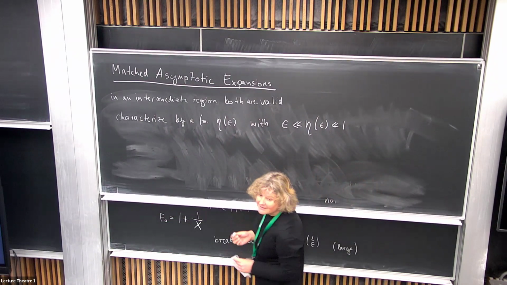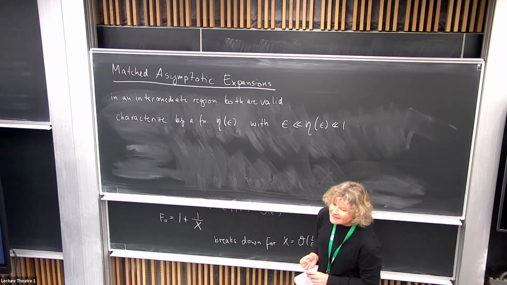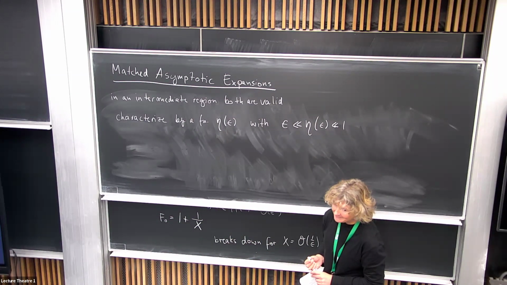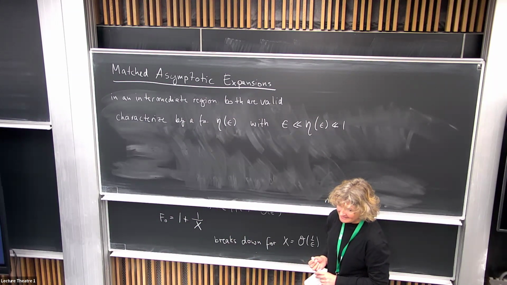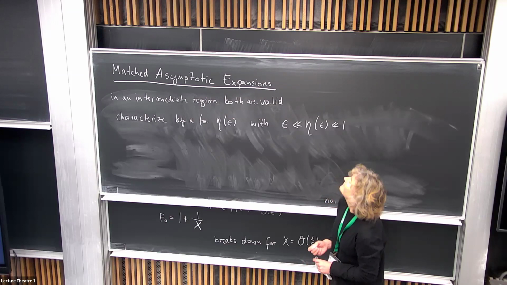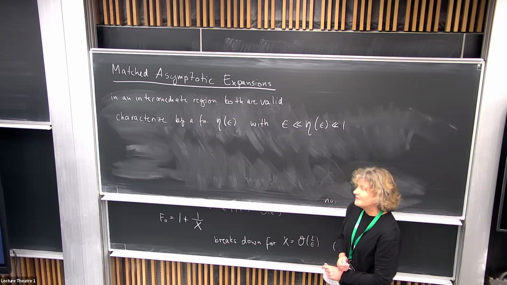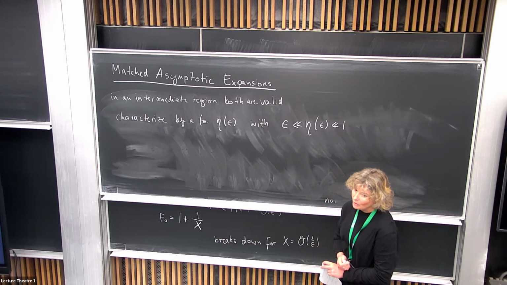So in what sense is the statement that in an intermediate region both are valid? Because the error is of order 1 over epsilon squared, or? Yes, so this we have to determine: what the error is and to what order they match.